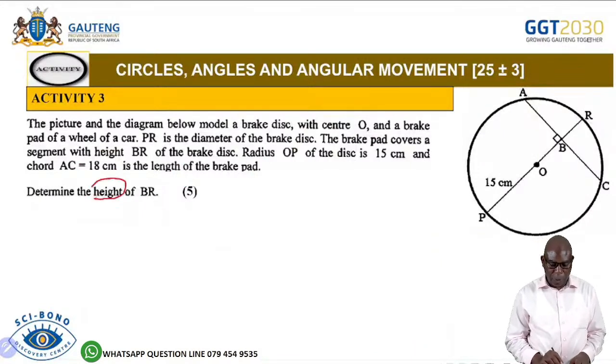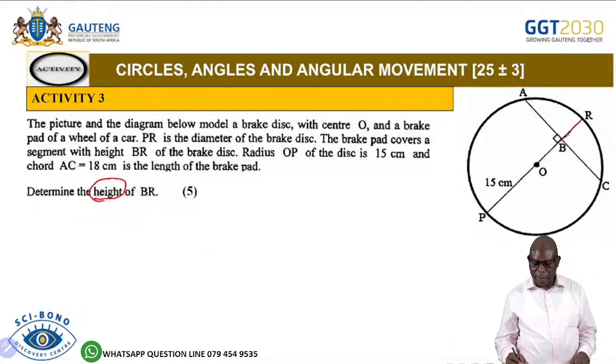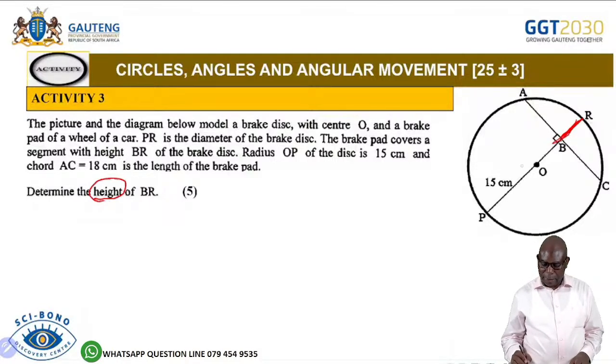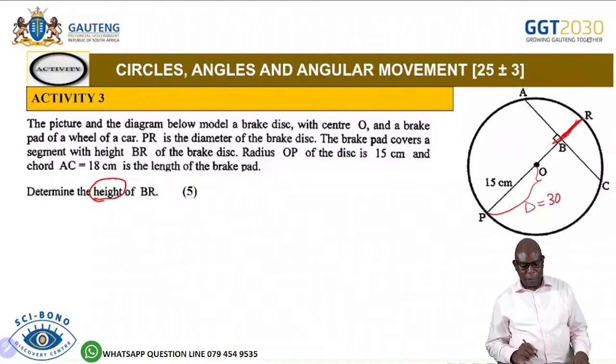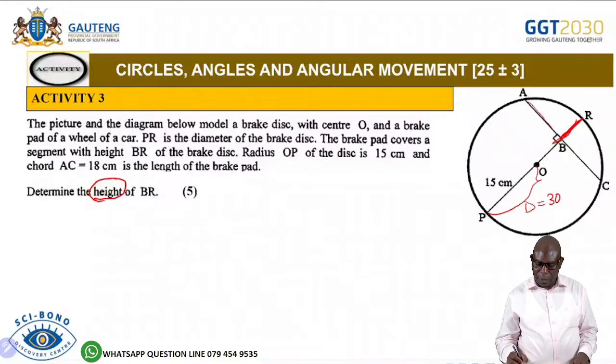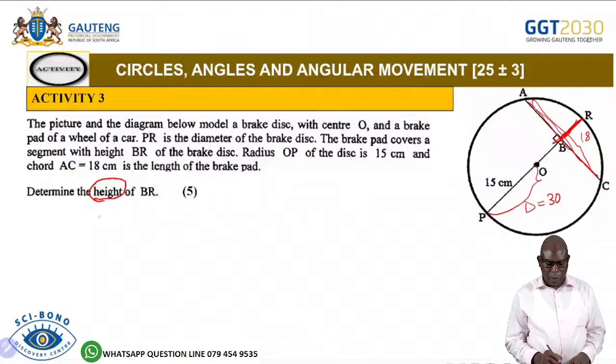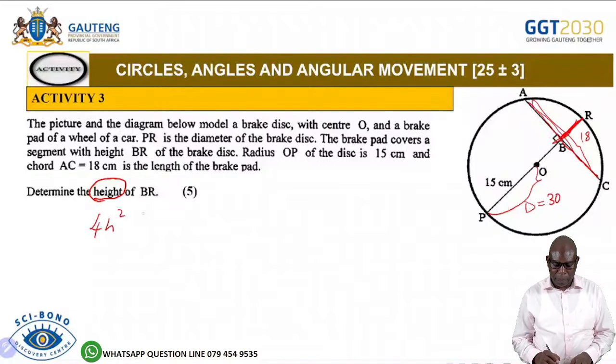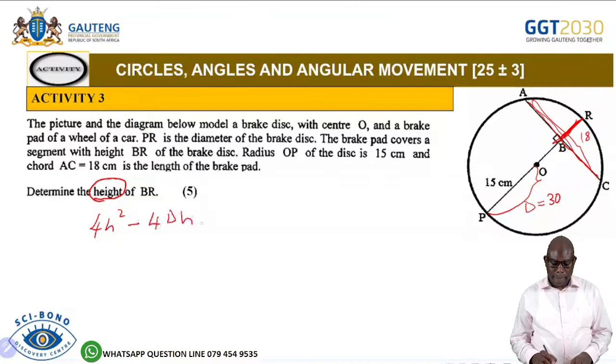You look at the keyword, you need the height of BR. What do I know? I need the height. This is the radius. So my diameter is going to be how much? 30. Right? So I have this. So AC, the whole of AC there, it's 18. So it's a chord. So now I already have a formula: 4h squared minus 4dh plus x squared equals 0.